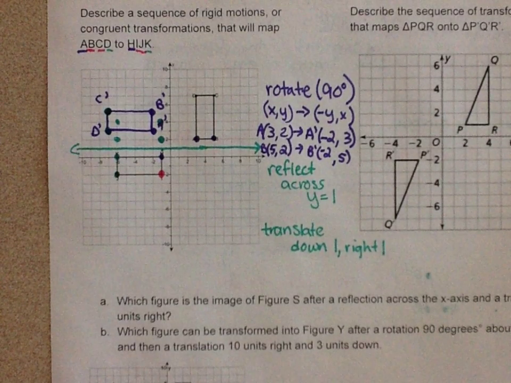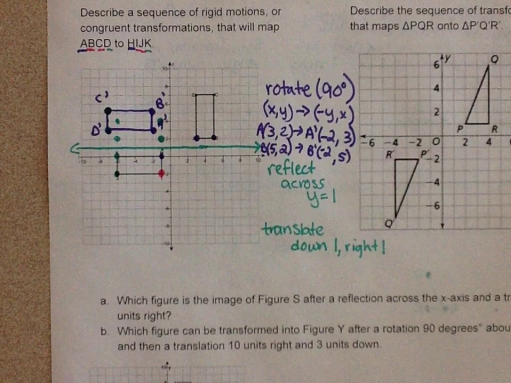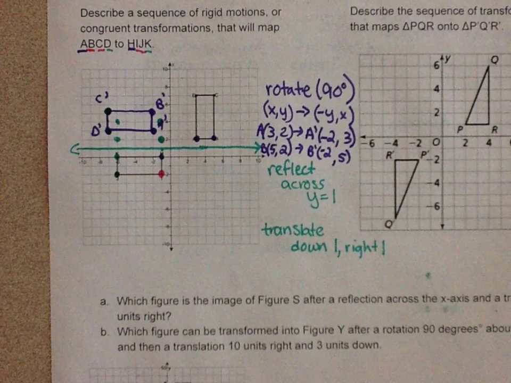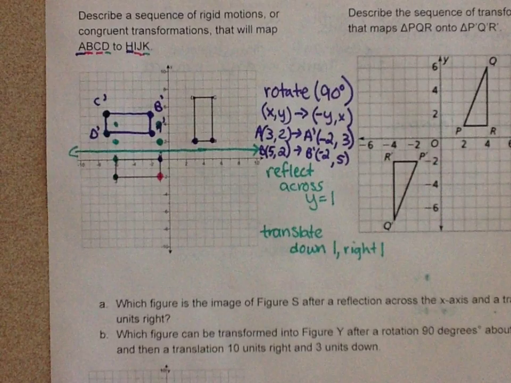90. Then we translated where? One to the right, one down, one to the right. Then we reflected where? Across y equals 1. Does the order matter?